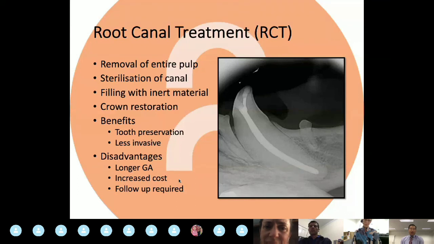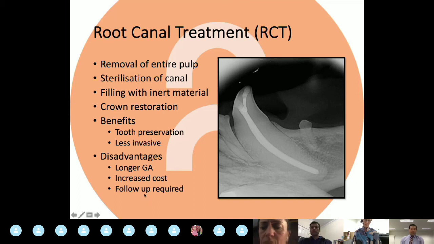The disadvantages are that it's a longer anesthetic. Obviously, there's an increased cost because of specialized materials and because oftentimes the anesthesia is longer. And we typically need to perform follow-up in terms of radiographic follow-up. We need to see them again in about 6 months is what's recommended, and then typically every year thereafter to check the success of the root canal.